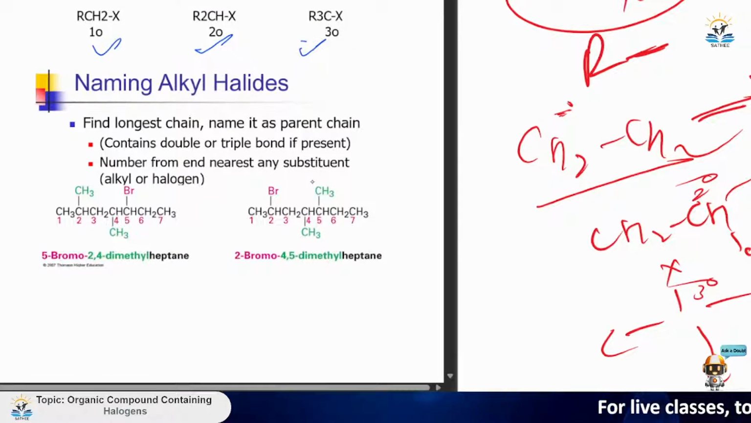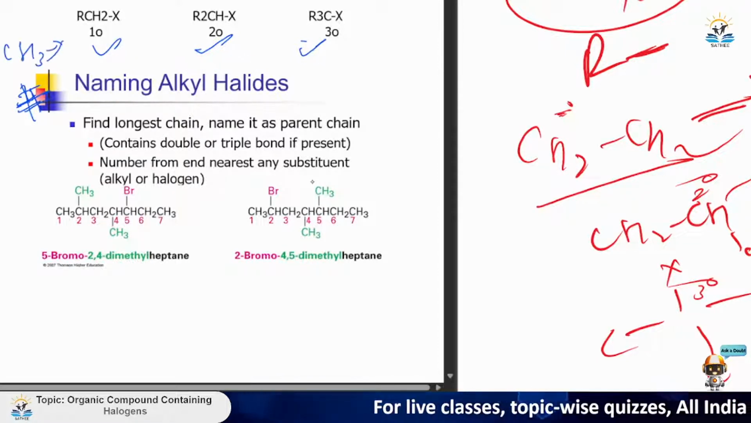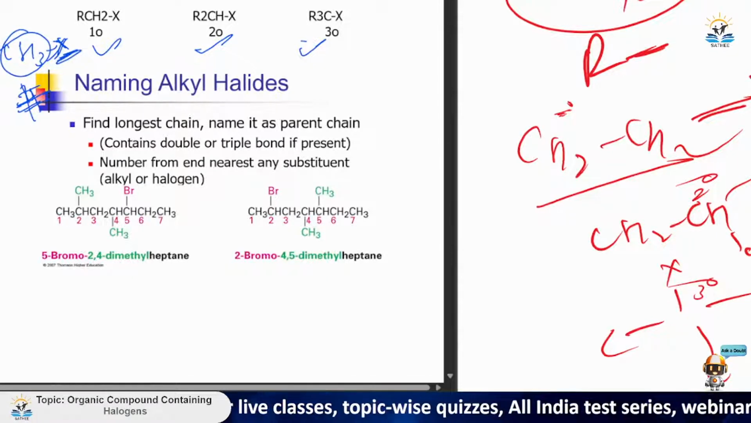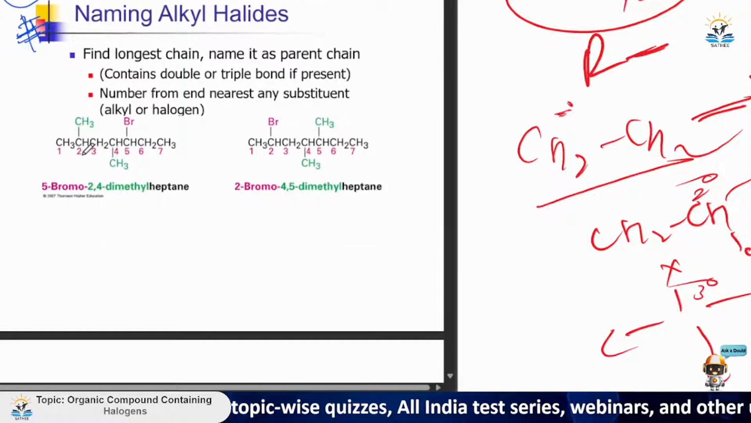Now, what about naming of alkyl halides? We can generally say that if it is CH3 and X, what can it be called? This is our methyl group, and this is the halide, so we can call it methyl halide. Now, there is a proper naming convention for these alkyl halides.